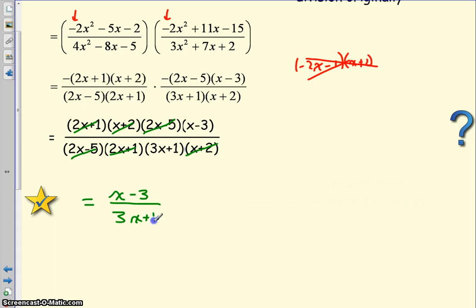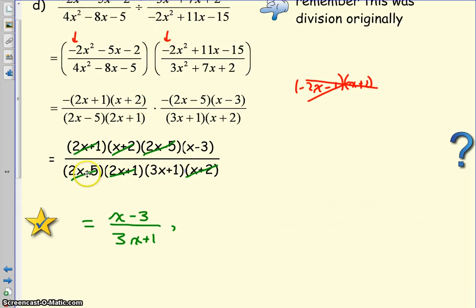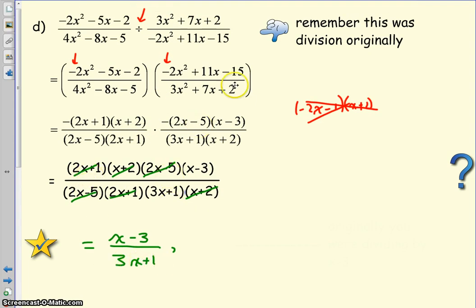And again, we just have to ask ourselves, okay, what are our restrictions going to be? So again, always start off with seeing what was canceled along the way and see if that's present in the final denominator. So 2x minus 5 was canceled out. I don't see that down here, so that means we have a restriction that x cannot be equal to 5 over 2. Okay, let's move on. 2x plus 1 was canceled. Oh, okay, it's not in the final answer anymore, so x can't be negative 1 over 2 either. Okay, x plus 2 was canceled, not in the final denominator, so x can't be negative 2.